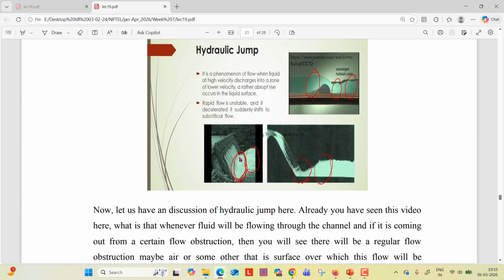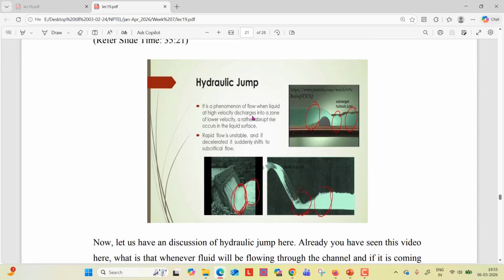So now comes the hydraulic jump. So what is hydraulic jump? I will show you some videos, like normal YouTube videos you can yourself also find, to show what these different terms are called. Let me finish first. It is a phenomenon of flow when liquid at high velocity discharges into a zone of lower velocity. A rather abrupt rise occurs in the liquid surface.